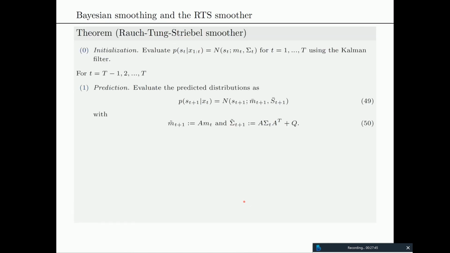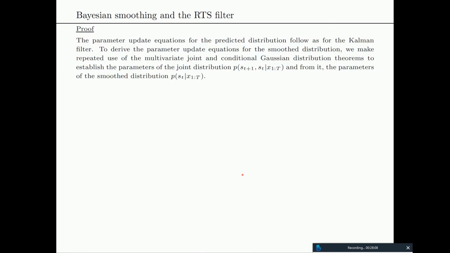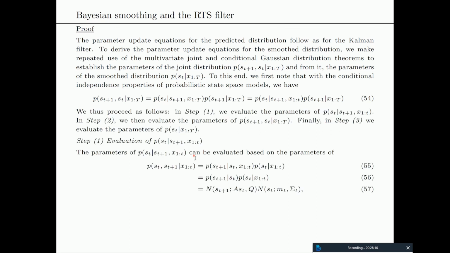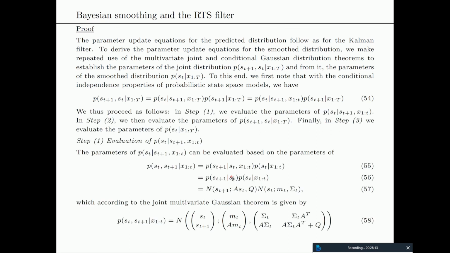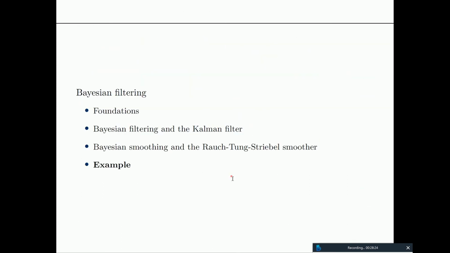And again, everything is Gaussian, and you can evaluate the parameters using the joint and conditional Gaussian theorems. So you get parameter update equations for your distributions, which we will again discuss in the exercise, and which are proven here. But it's exactly the same thing. You first think a little bit about what the joint distributions in time are, and then you apply the joint theorem and the conditional theorem, and then you do a little bit of rewriting.